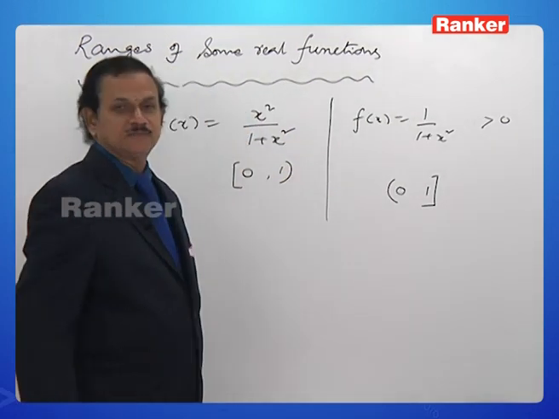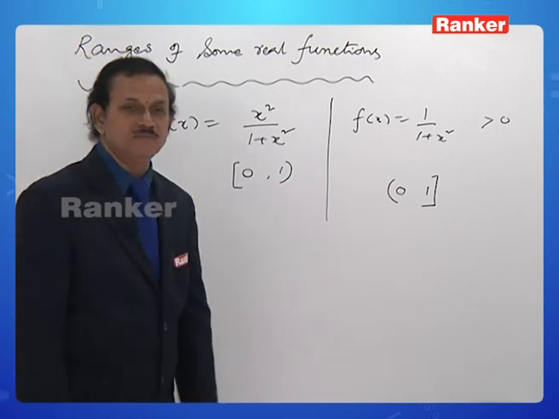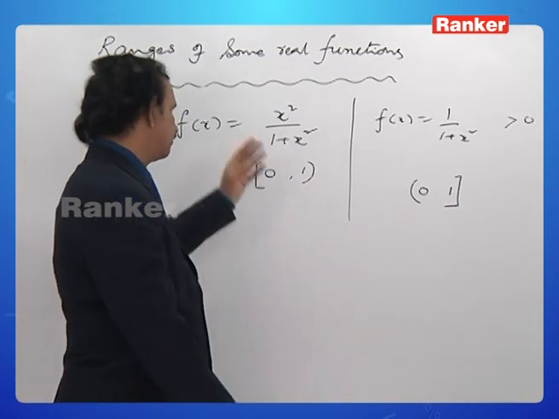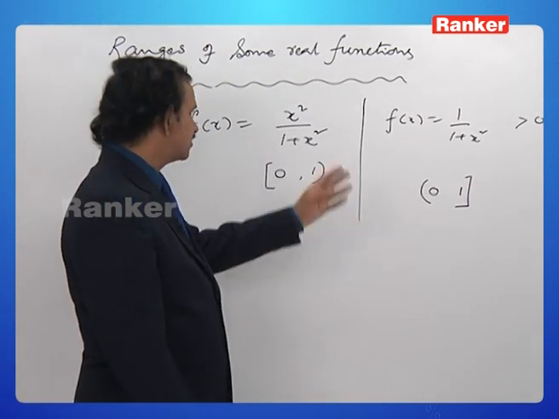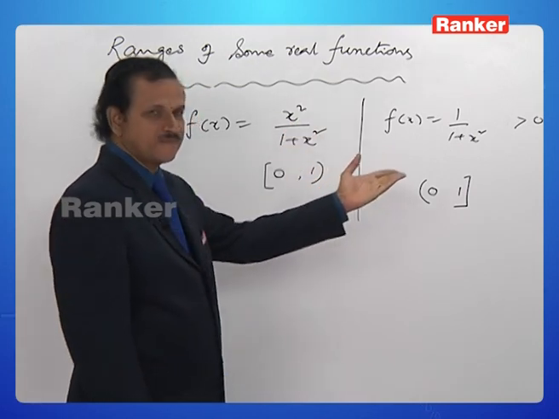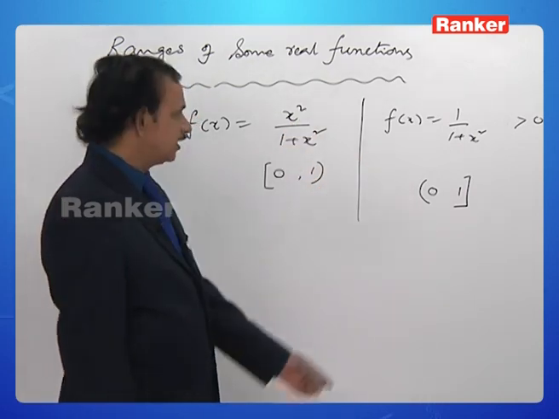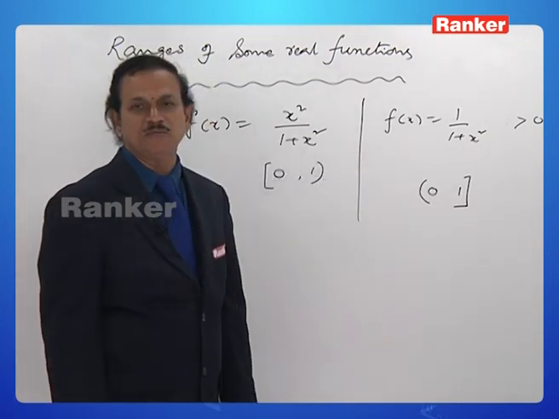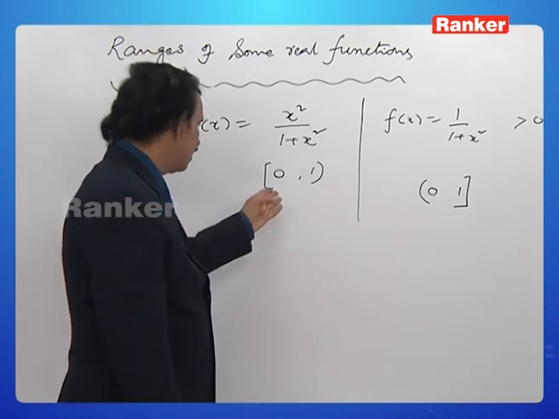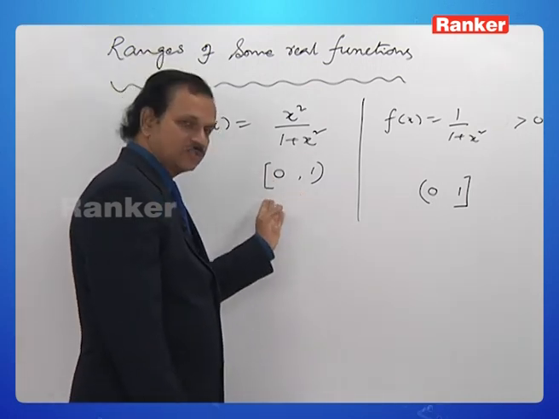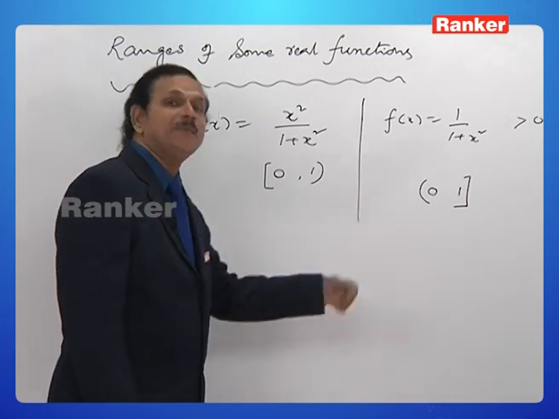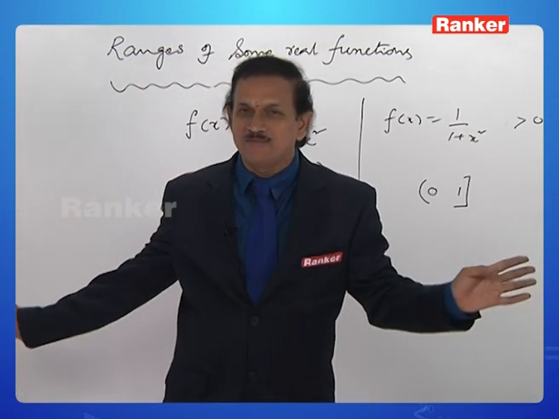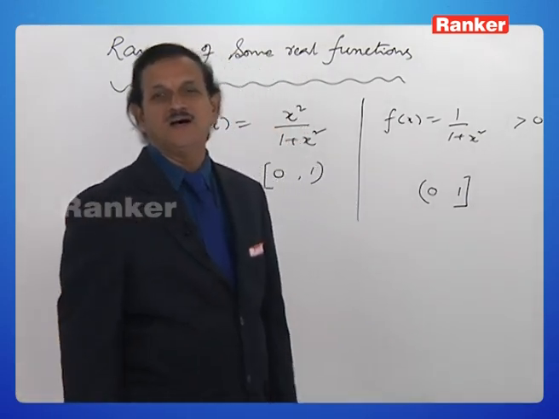Observe these two functions. There is no other mechanism except our thinking capacity about the nature of the function. Both the functions, this is a proper fraction, that is also a proper fraction. Here there is a possibility that f of x may become 1, here it is not possible at all. Therefore, the range is closed interval 0 to 1, left closed, right open. That is left open, right closed interval. Left open, right closed interval. A beautiful example, a beautiful comparison between the ranges.